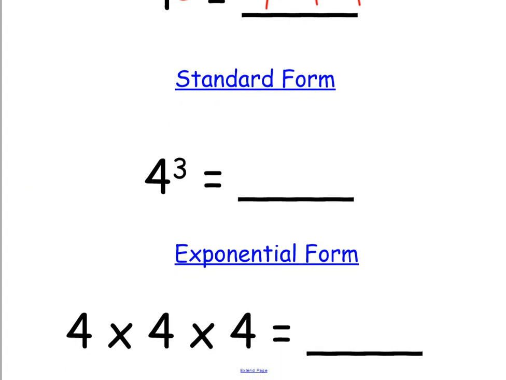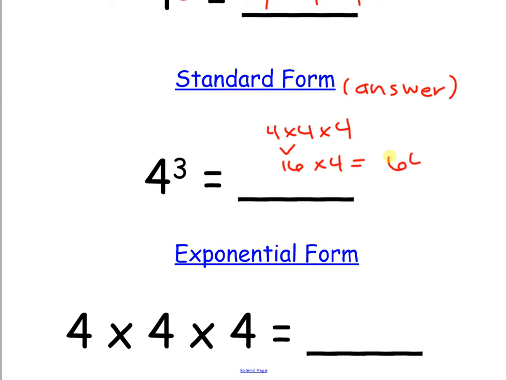Next we have standard form. So with standard form, remember that we're being asked to give the answer to the problem. So we had 4 times 4 times 4, and we need to find the answer to this. So 4 times 4 is 16. Times the last 4, that's going to give us 64. So the answer to 4 to the third power in standard form is 64.